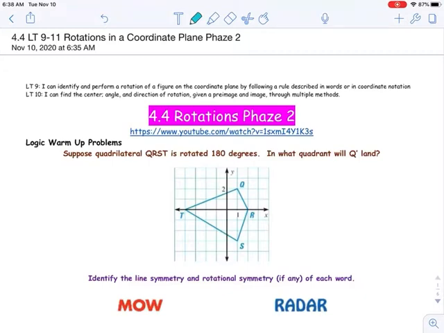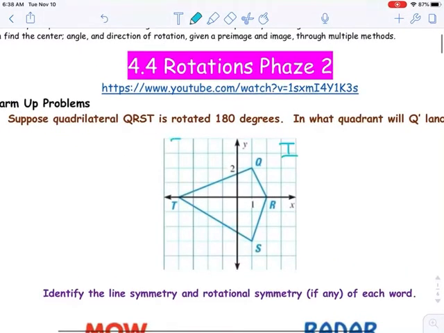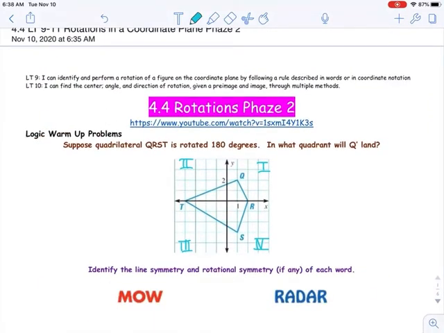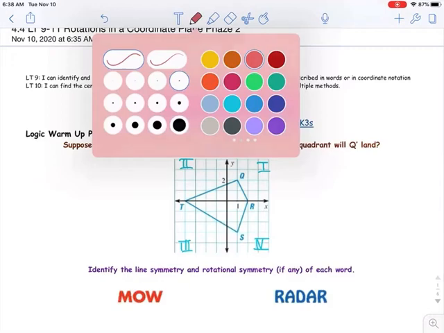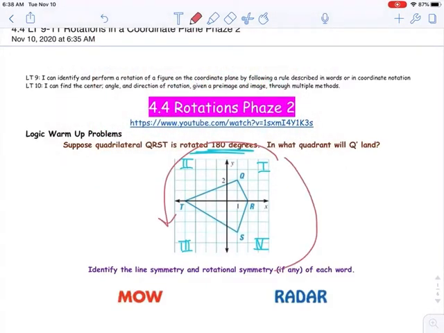So suppose quadrilateral QRST is rotated 180 degrees. What quadrant will Q prime land? All right, quadrant 1, quadrant 2, quadrant 3, quadrant 4. All right, so notice how it just says rotated 180 degrees. That means I can go either way. Either way, Q prime is going to land, to be precise, perfectly right there. All right, so the answer is quadrant 3.